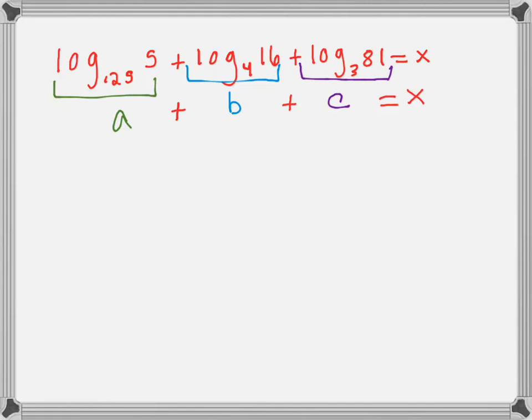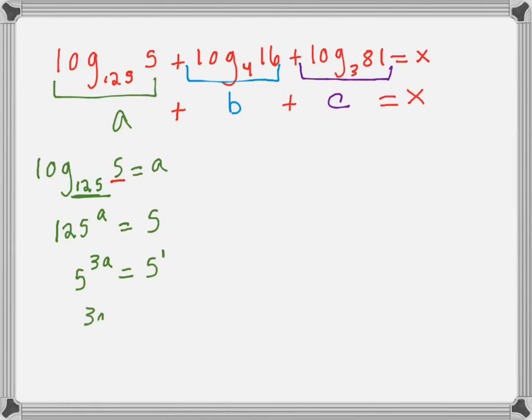Okay, so let's first work with our a. So log base 125 of 5 equals a. So now remember the bottom, whatever this is, we're going to need to find what power this needs to be raised to get to 5, right? So if we set that up, we get 125 to a equals 5. So if we want to make these the same base, we can do 5 to the third, right? Because 125 is also equal to 5 to the third. So 5 to the 3a equals 5 to the 1. 3a equals 1 because the 5 bases just cancel out. And then a is going to equal 1/3.